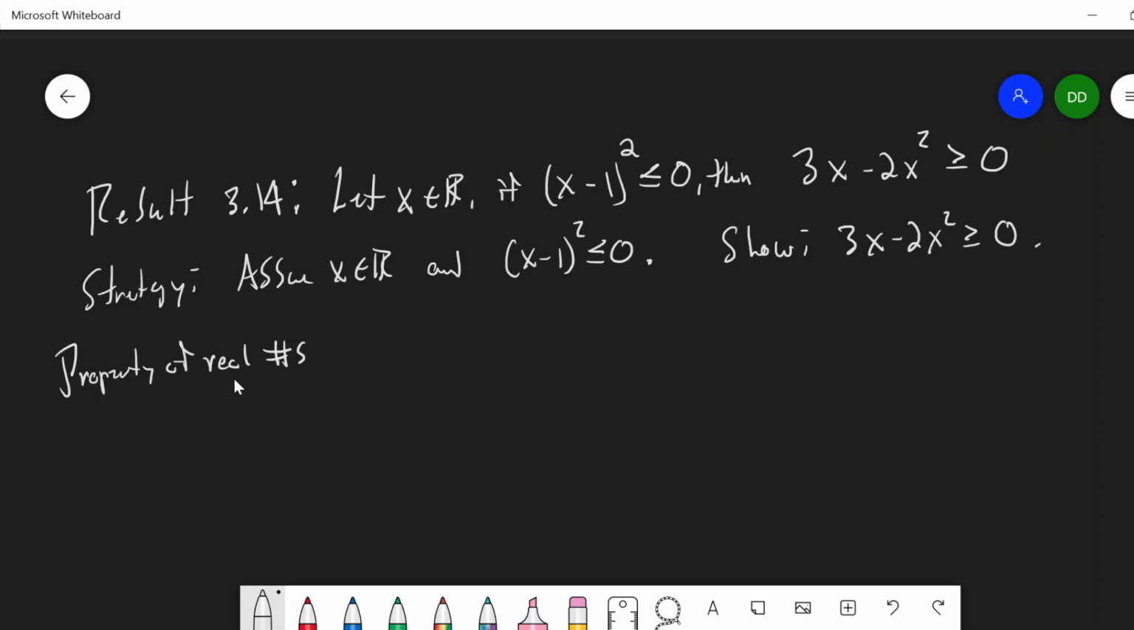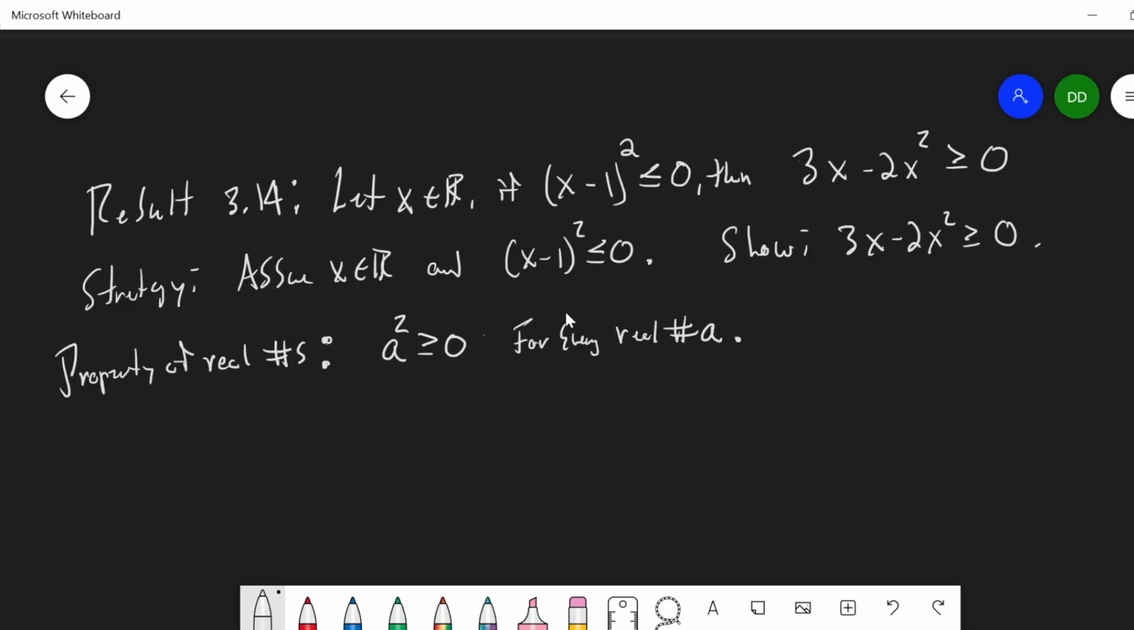We're not going to actually prove this property of real numbers. We're just going to take it as fact. We can prove it, but we're not going to go into all that. The property of real numbers is that A squared is greater than or equal to 0. When I square a number, it can't be negative, so it's greater than or equal to 0 for every real number A. This is a universal property of real numbers.